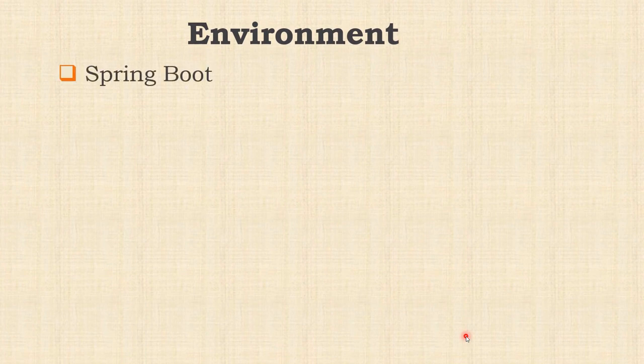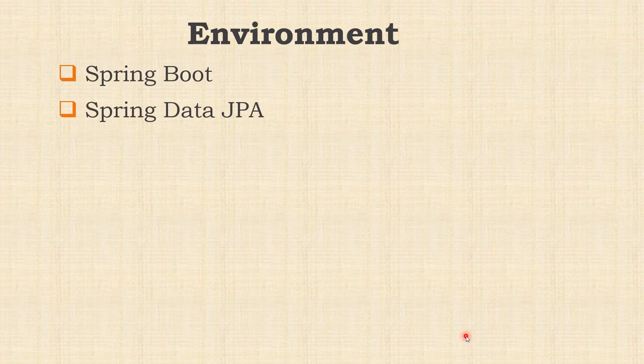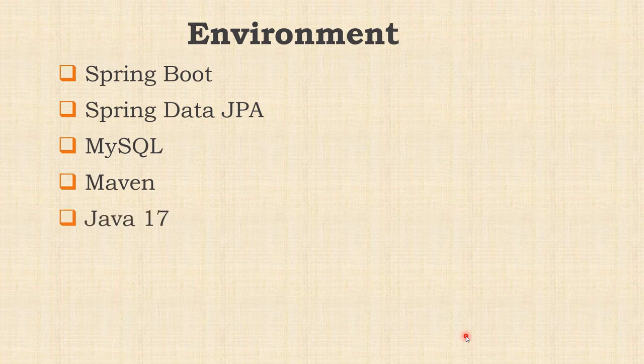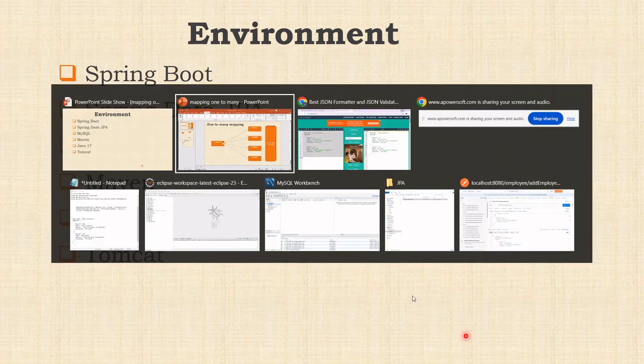We are going to follow this environment. We will take one Spring Boot project and add the dependencies of Data JPA and MySQL. We will take Maven, Java 17 and Tomcat. We are going to take all of this environment to run our POC code. Okay, let's get started.